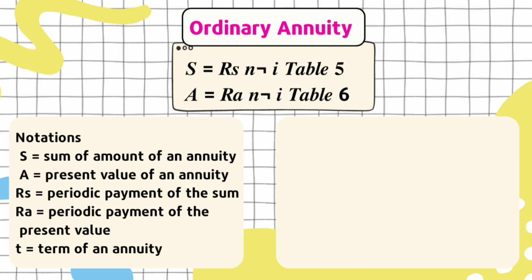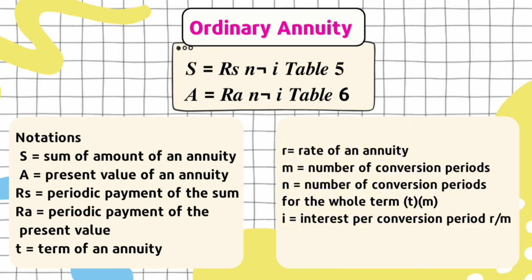Where S is the sum or amount of an annuity, A is the present value of an annuity, R_S is the periodic payment of the sum, R_A is the periodic payment of the present value, T is the term of an annuity, R is the rate of an annuity, and M is the number of conversion periods per year.